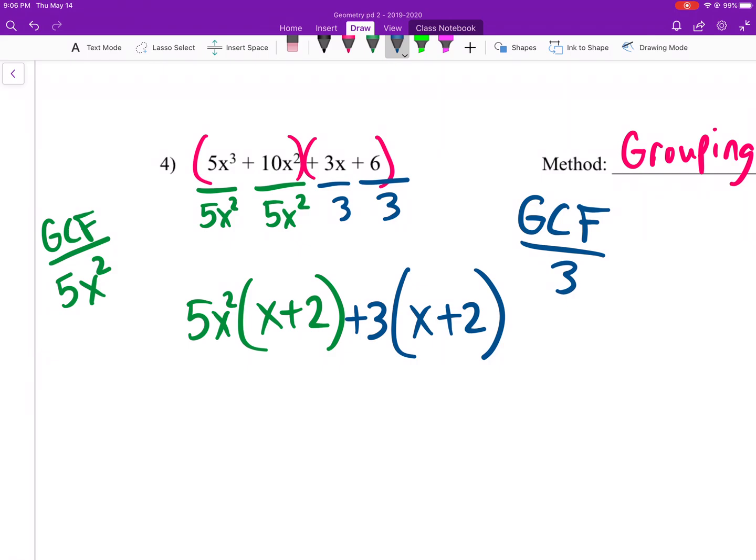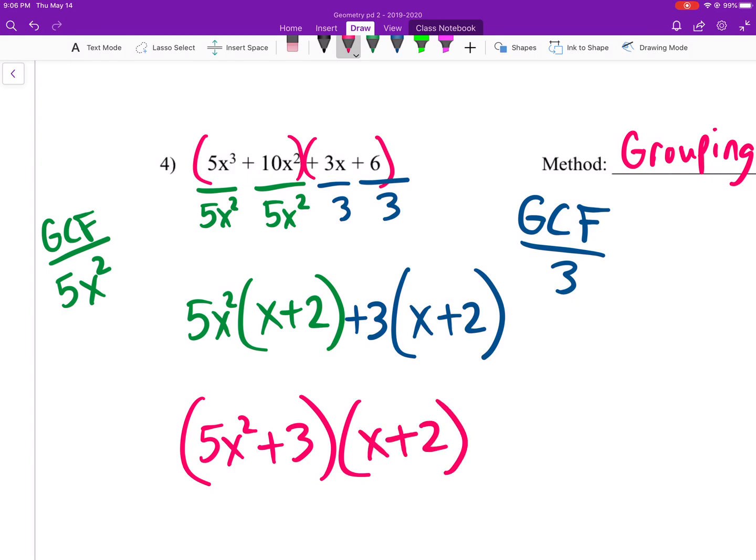And we're almost done. Notice how in both sets of parentheses we have the x plus 2. So one set of parentheses in your final answer gets those GCFs, so 5x squared plus 3. And the next set of parentheses gets that common expression that's in parentheses, which is x plus 2. And you are done.